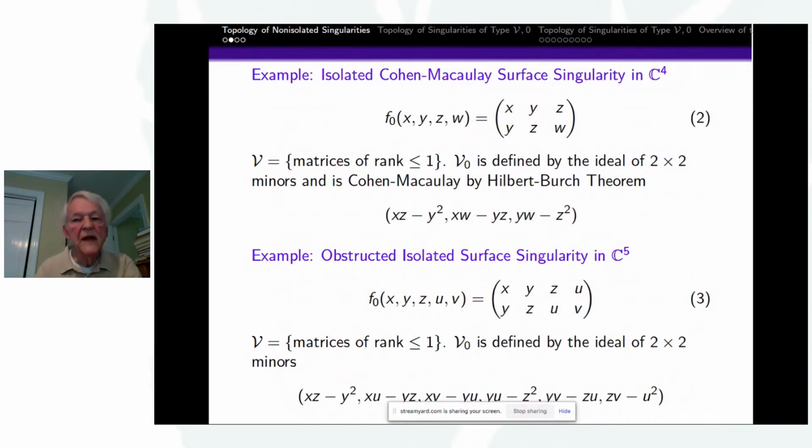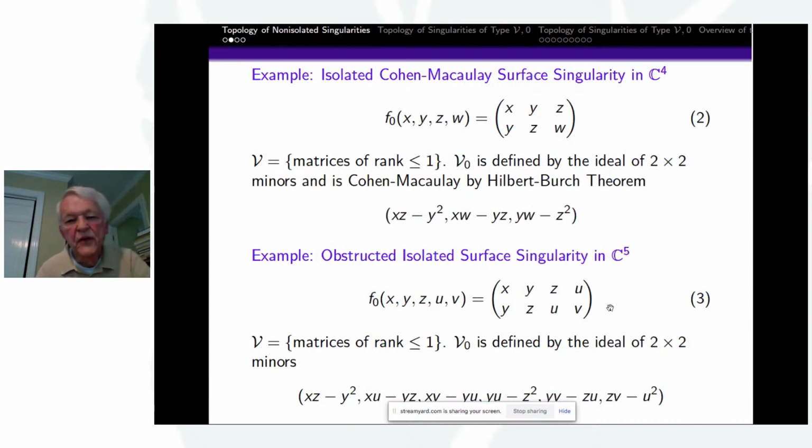So what are some examples? I can quickly go through these because Maria has already talked about them. If you take a linear mapping into the 2x3 matrices, and you look at V being the matrices of rank less than or equal to 1, you can pull that back, and provided you have the right transversality conditions, you get a Cohen-Macaulay singularity by the Hilbert-Burch theorem, and it's given by the three 2x2 minors.